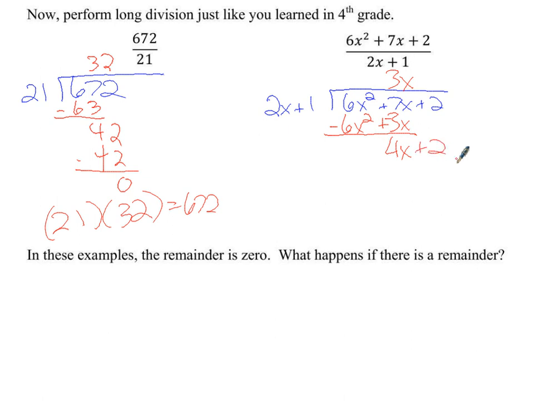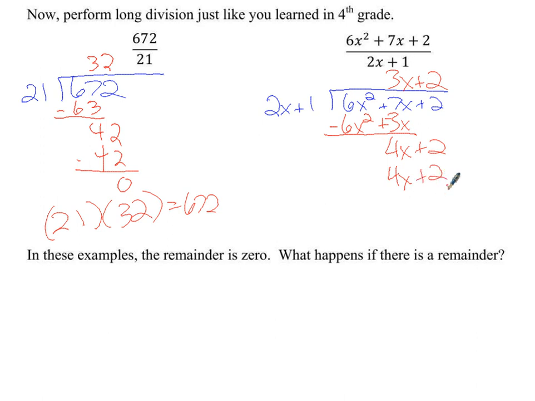Now I do the same thing. Ask yourself, 2x times what gives me 4x? The answer is 2. I'm going to write that directly above the other constant term. And that was a 2, which is positive, so I'm going to write plus 2. Then I distribute. 2 times 2x is 4x. And then 2 times 1 is positive 2, so I write plus 2.